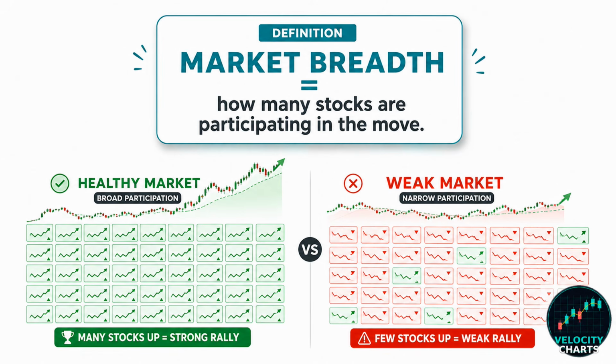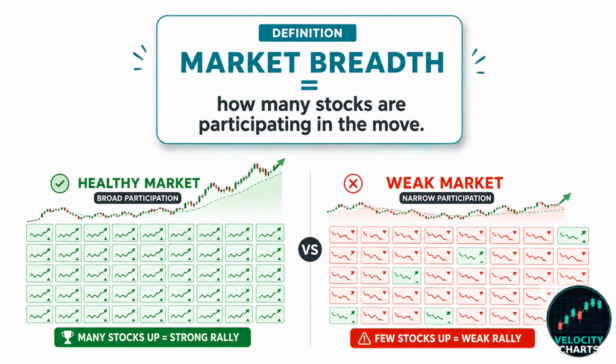If the index is up 1% and 80% of stocks are up, strong, healthy market. If the index is up 1% but only 30% of stocks are up, fake rally. It's being carried by a few names while the rest are sinking. This is the most undertaught concept in Indian retail trading.